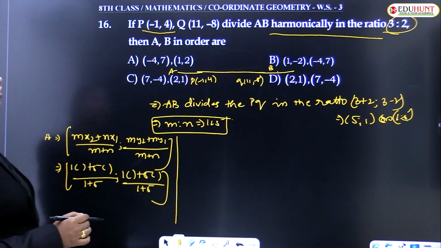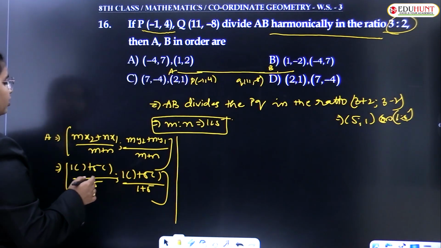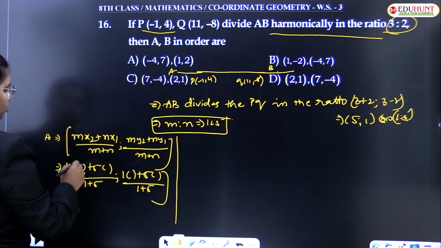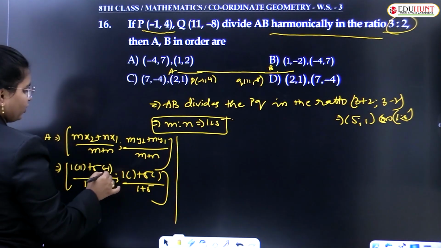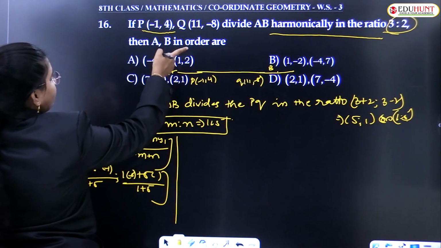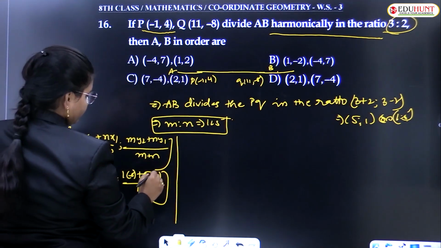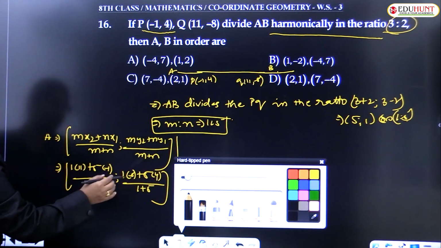So what is x2 here? This is x1 y1, x2 y2. What is x2 here? Tell me, what is x2? 11. What is x1 here? Minus 1. What is y2 here? Minus 8. What is y1 here? Plus 4. Correct? So we'll simplify this now.